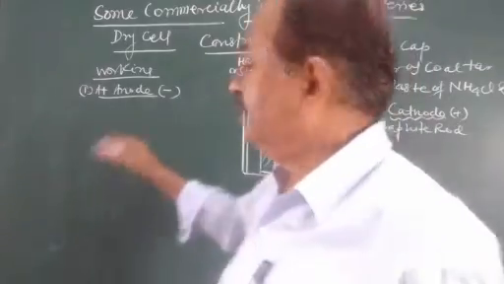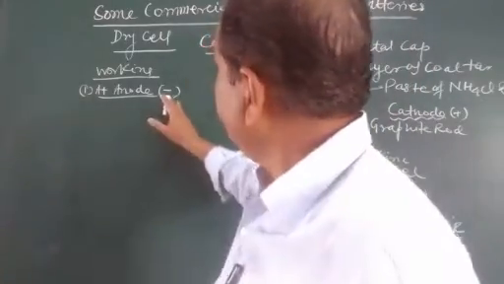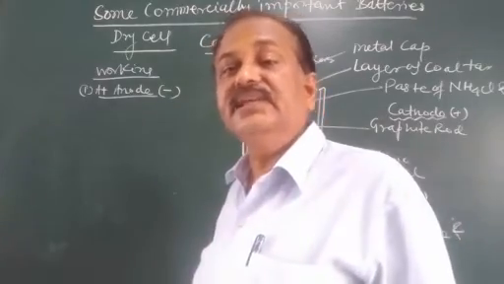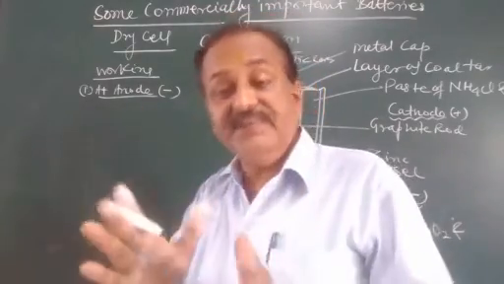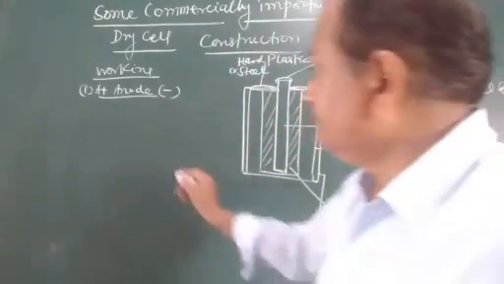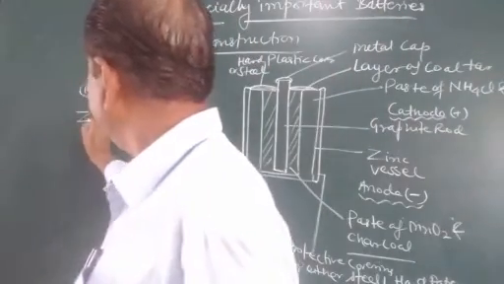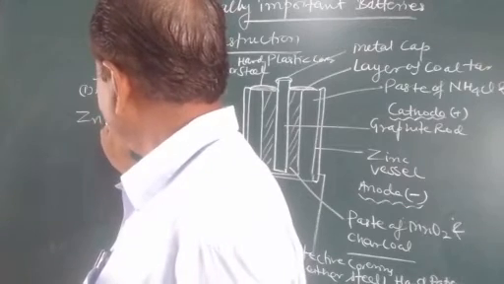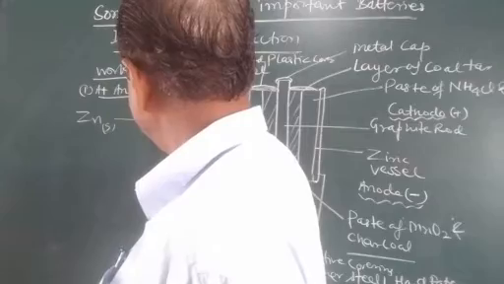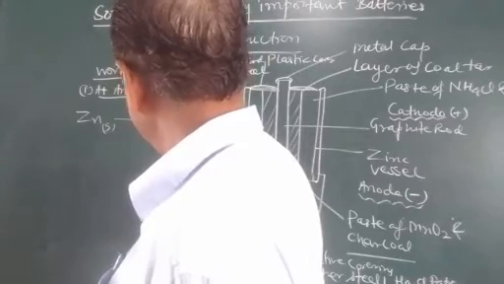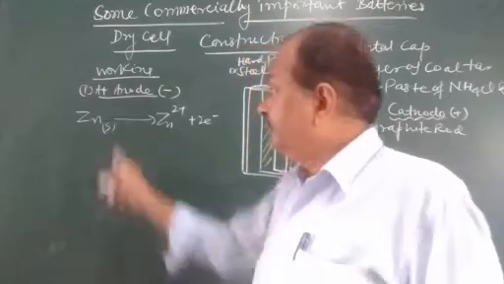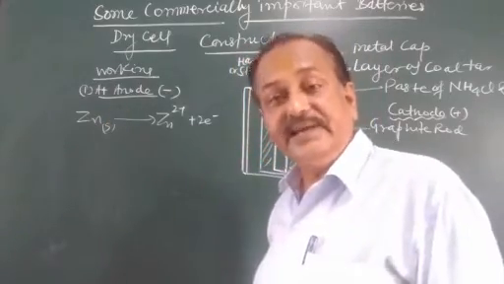Basically, the anode here is negative, and in this there is oxidation. There is always oxidation. It is made up of a zinc vessel. So zinc, solid, remains as it is, and it forms zinc ions, and here 2 electrons are lost. So this is the anodic reaction, or reaction at the anode.